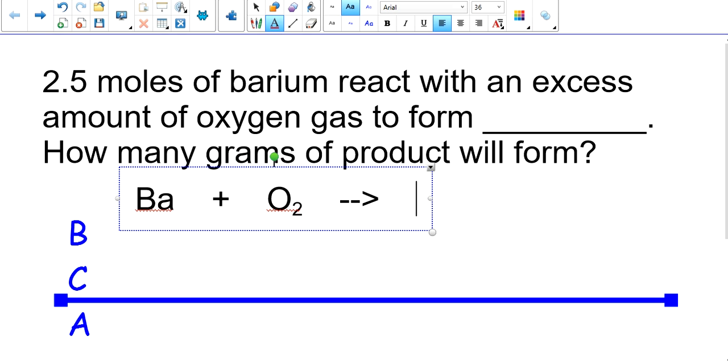And what type of reaction is this? Well, I've got an element plus an element. That is a synthesis reaction. And so therefore the formula for this should be barium oxide. And so I would write the formula for barium oxide.